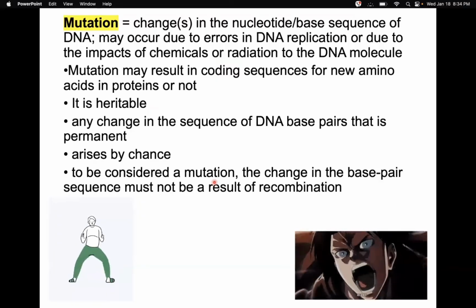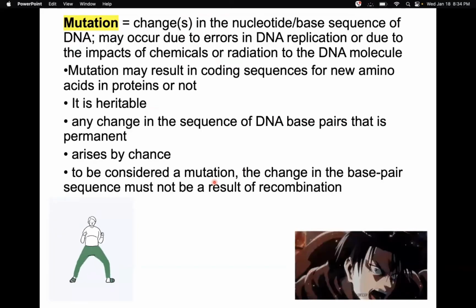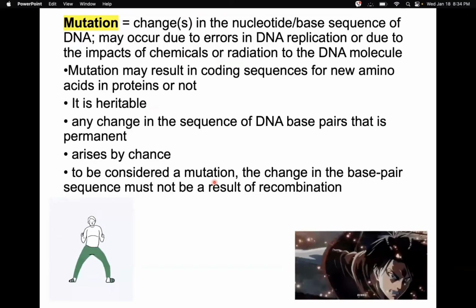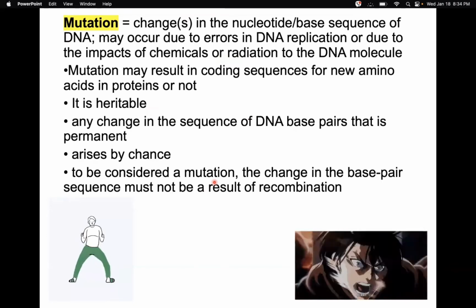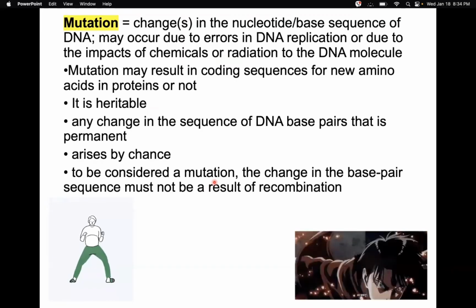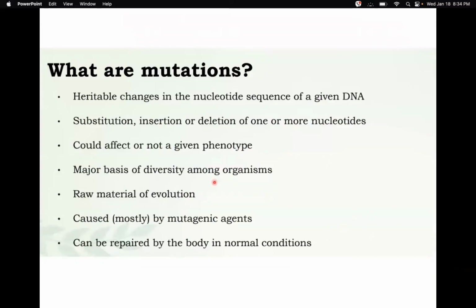What is recombination? This is the exchange of genetic material of multiple chromosomes, for example when you, as an offspring of your parents, have a combination of your parents' traits. That is recombination. It is not called mutation. So what are mutations? These are heritable changes in the nucleotide sequence of a given DNA: substitution, insertion, or deletion of one or more nucleotides. It could affect or not affect a given phenotype.